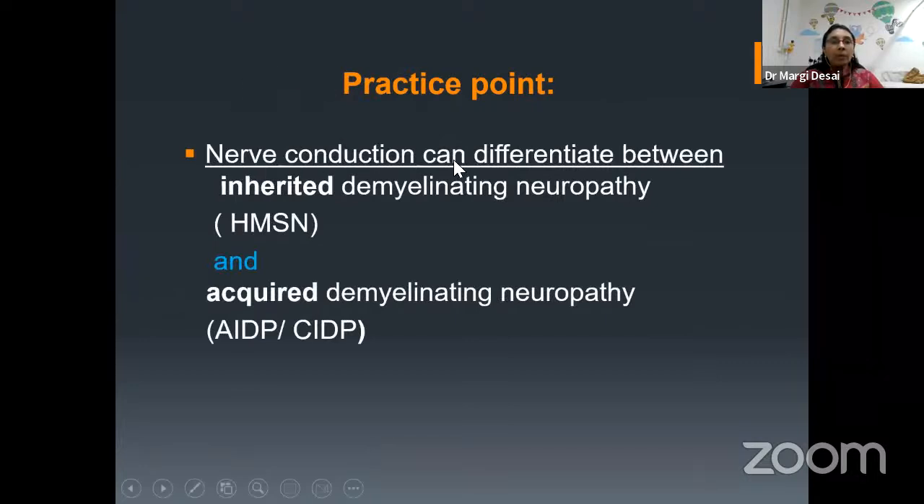Now, nerve conduction can differentiate between inherited neuropathy and acquired neuropathy. So inherited neuropathy is HMSN. I showed you that there is symmetric slowing of nerve conduction, and acquired neuropathy is Guillain-Barré syndrome, the case that we just discussed. And EMG and nerve conduction help distinguish between these two types of neuropathies.